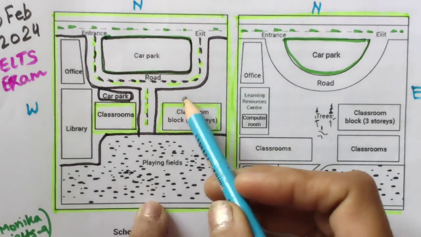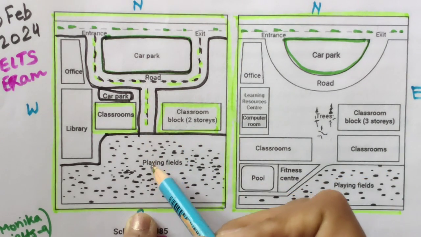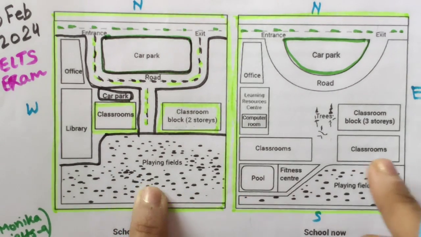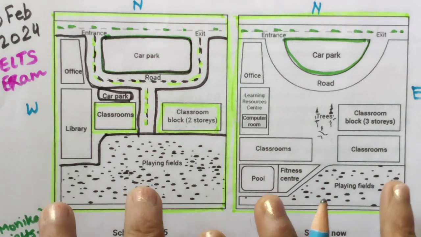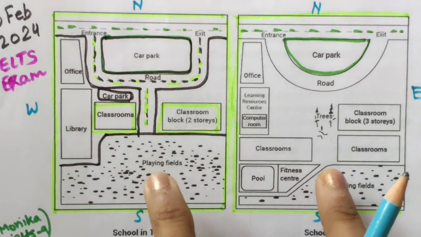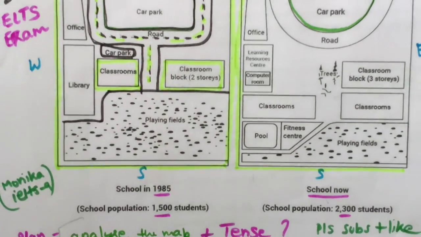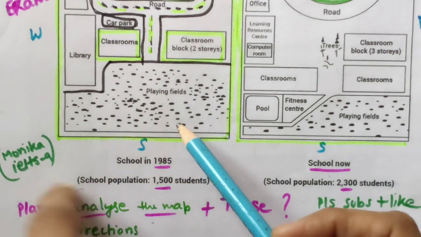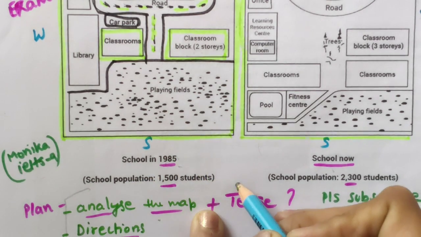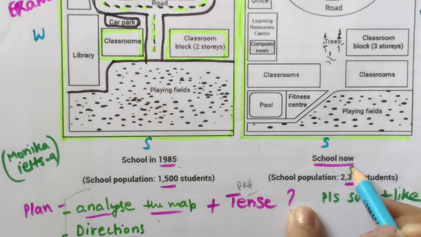Towards the eastern side the classroom and school building is there, and towards south the whole area is covered with playing fields. While writing task 1, you need to use these directional words, otherwise it will be incomplete and lower bands will be given. So we have done the analysis, and now tense. When you write about this first map, 1985, it means past, and when you write about this map, it will be in present tense.